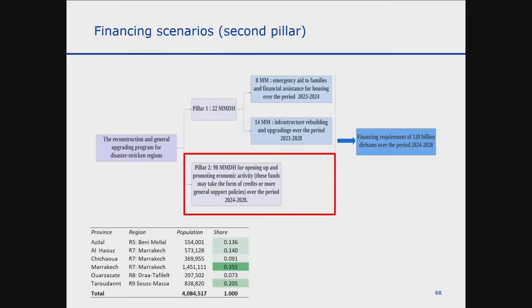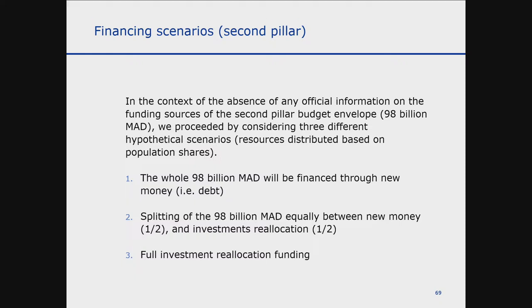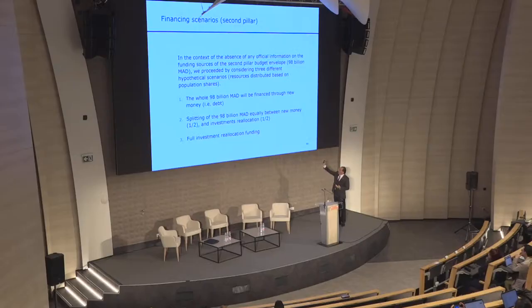And what we did was to simulate three stylized scenarios. One that's going to be fully funded by increasing the debt of the country, so it's new money, basically because the payments would be beyond the 5 years expenditure. The other extreme scenario, number three, would be fully funded by relocating investments from other areas to the affected areas, and the intermediate scenario that would be half and half.